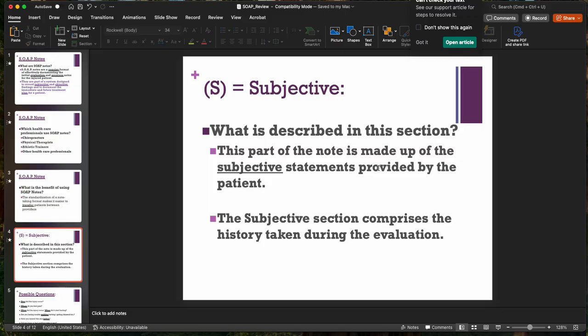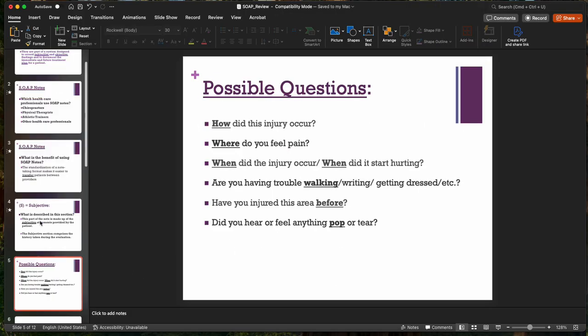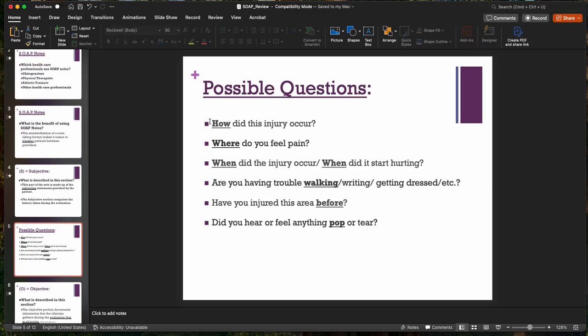You know, a few other things. What makes it better? What makes it worse? Does the pain move? Does it radiate? Do you feel it hurt at certain times of day, et cetera? So these are all things that the patient tells you that are important, but you can't objectively measure. So in short, the subjective section comprises the history taken during an evaluation. These are some of the questions that you might ask that would relate to the S section of a SOAP note. How did this injury occur? Where do you feel pain, et cetera, as you go down.